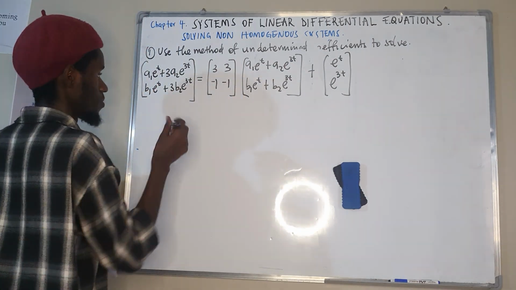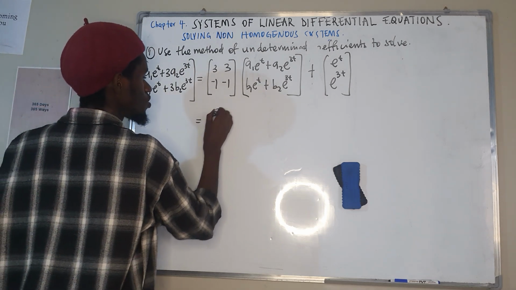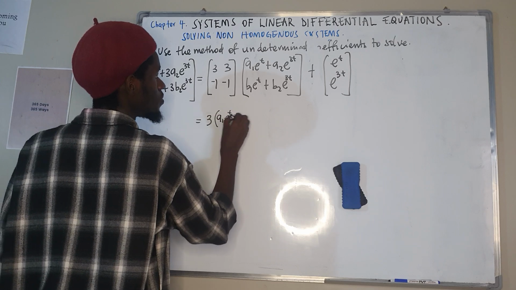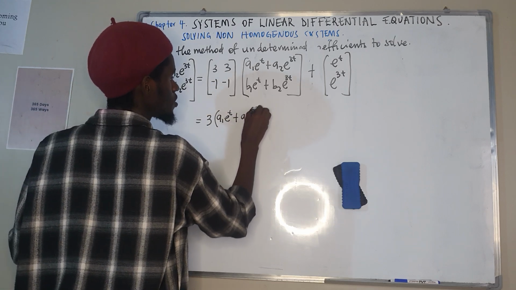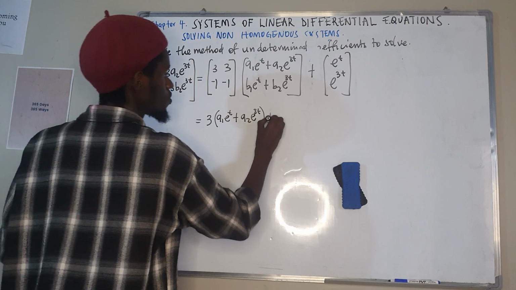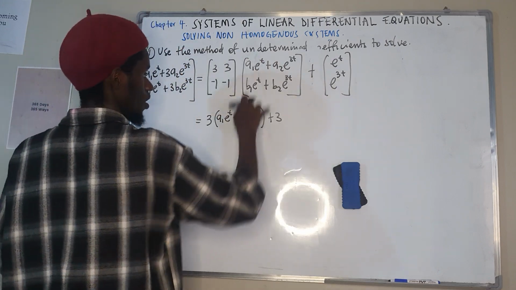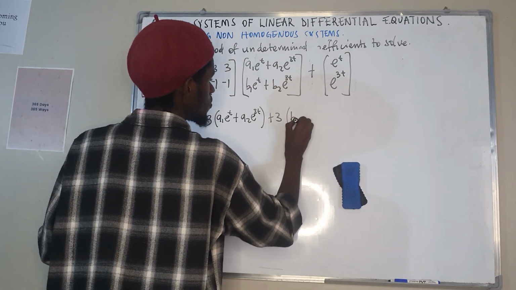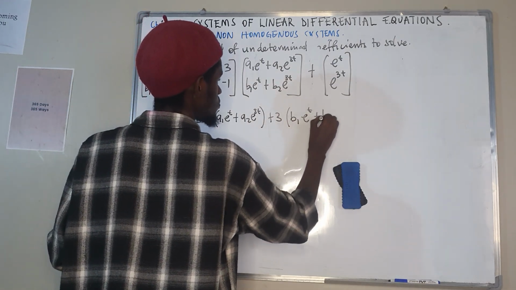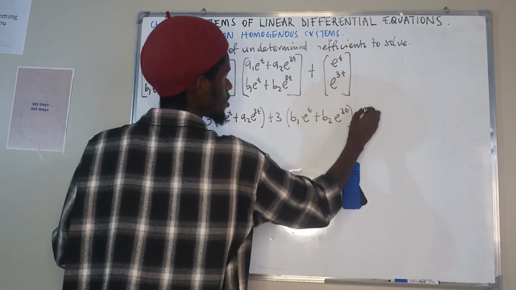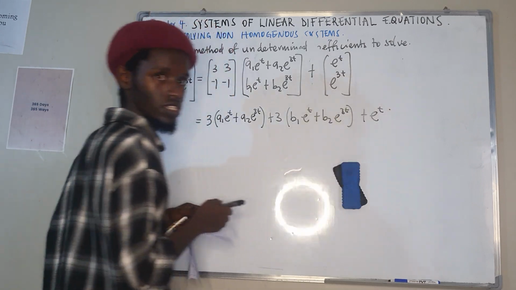I make a row by column. Then this is the same thing as having 3 into a1 e power t plus a2 e power 3t. Now plus 3 into this column, row by column. Yes, into b1 e power t plus b2 e power 3t. But now plus this e power t, which is there.